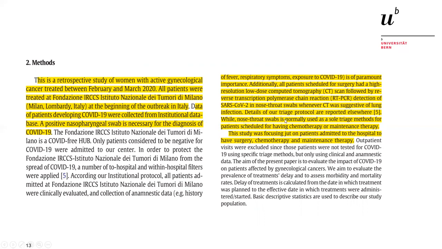So here we know that all patients who attended this cancer department were tested for the virus. It's not that they're only including patients who were already diagnosed. So let's see if they had enough follow-up.